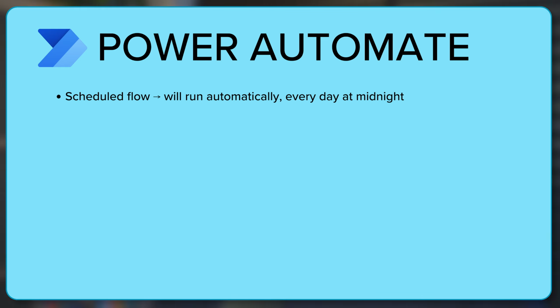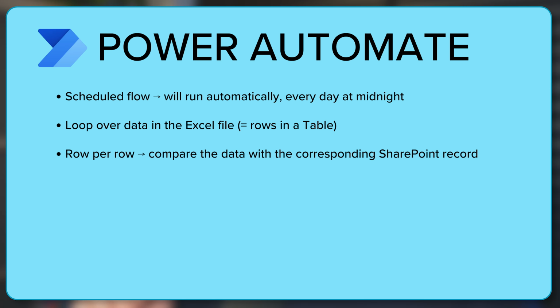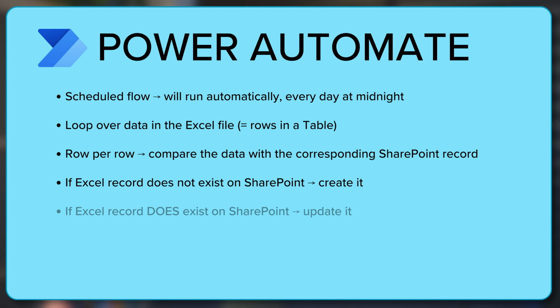And all that it really needs to do is to loop over the data in that Excel file. It's in the table in the Excel file. And row per row, compare that with the data that is already on SharePoint. If the data for that Excel row doesn't exist yet on SharePoint, we are going to create it. If it is already there, we are simply going to update it with the current data in the Excel file.